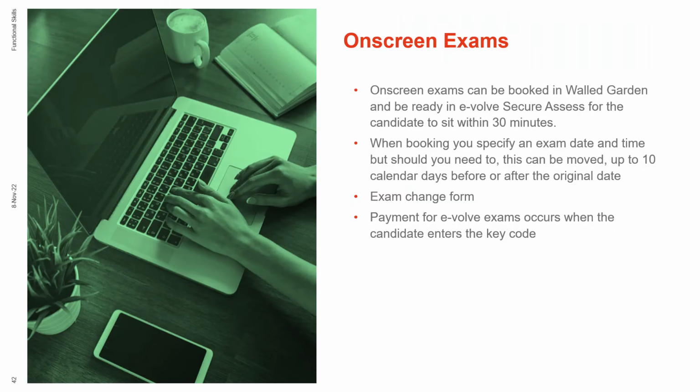On-screen exams, which are invigilated by the Centre, can be booked in Walled Garden and be ready in E-volve Secure Assess for the candidate to sit within 30 minutes, as we mentioned earlier. When booking, you specify an exam date and time. Should you need to, this can be moved up to 10 calendar days before or after the original date. Again, you would need to notify City and Guilds through the exam change form. Payment for E-volve exams occurs when the candidate enters the key code. For information about remote invigilation service, please see the RI guides.